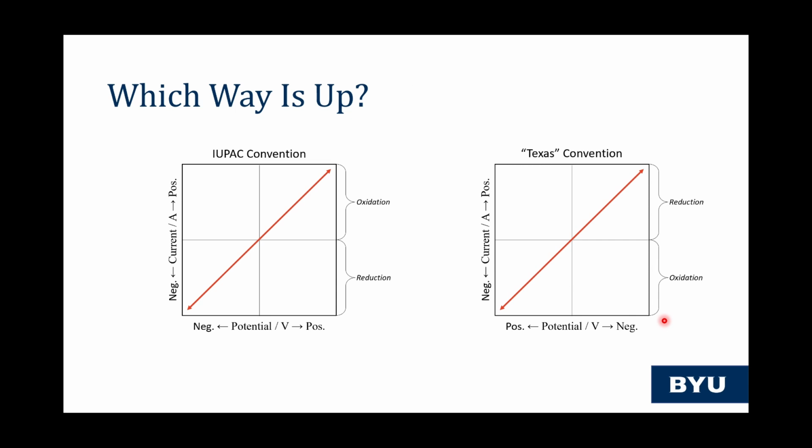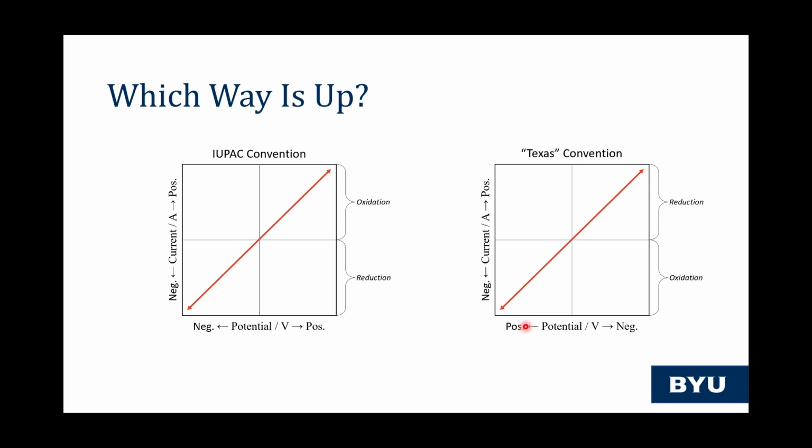The next thing we need to talk about is which way is up in our graphs. So these are voltammograms. They're very common graphs in electrochemistry, where you have potential on this axis and current on this axis. In the IUPAC convention, we have negative potentials on the left and positive at the right. And you'll notice that as we go to more negative potentials, that's when reductions occur. And when we go to positive potentials, that's when oxidations occur.